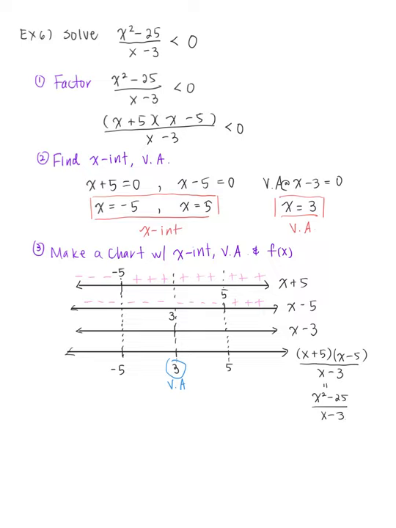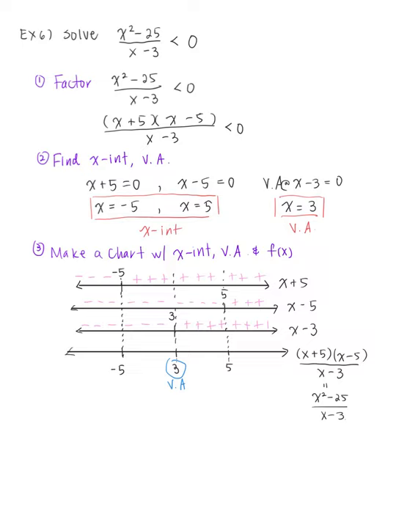Now the vertical asymptote. We're going to do the same thing. Pick any value that's bigger than 3. Let's just say 5. Plug in 5 in place of x. We're going to have 5 minus 3, positive. So you're going to have positive on the right of 3. That means you're going to have all negatives on the left of 3.